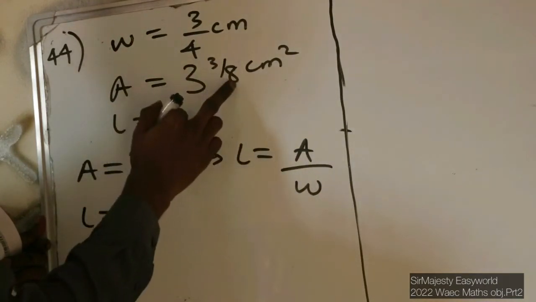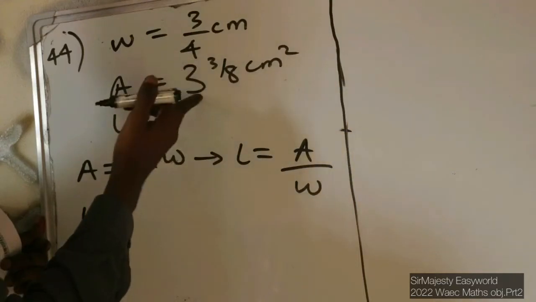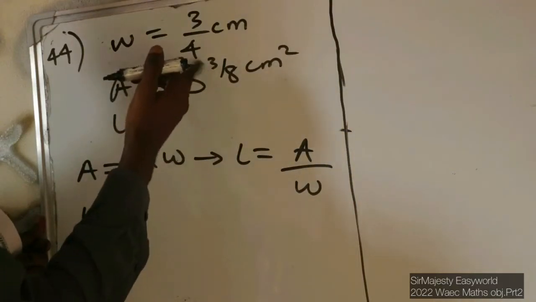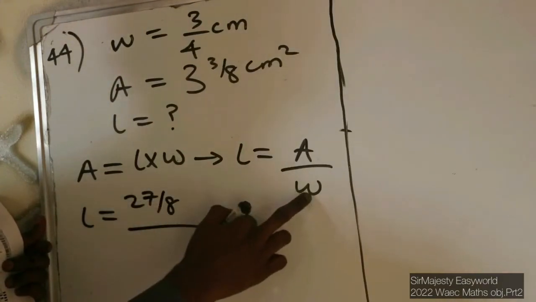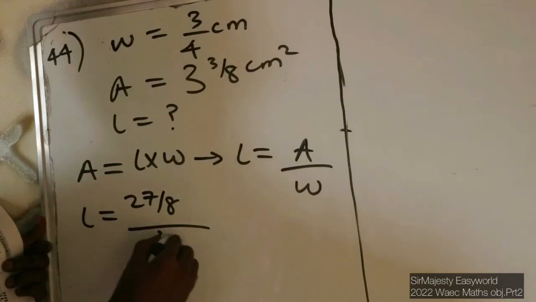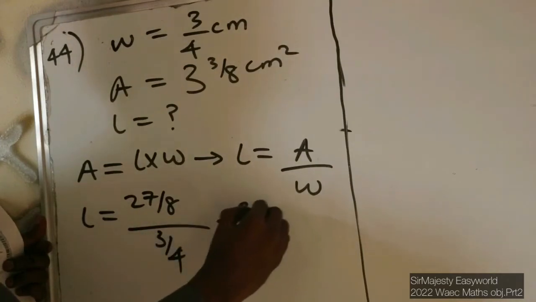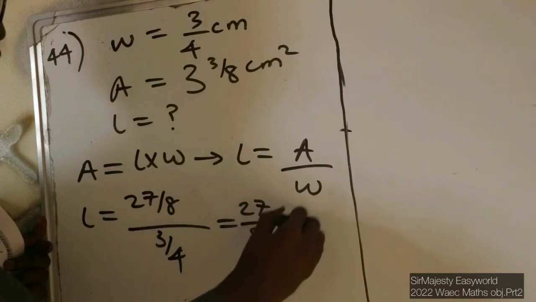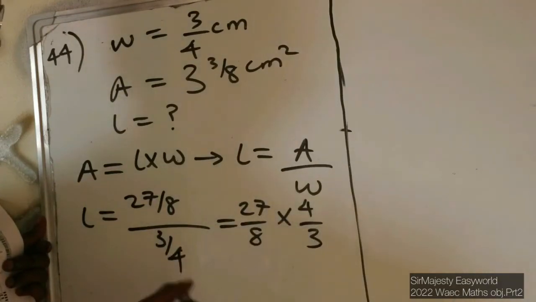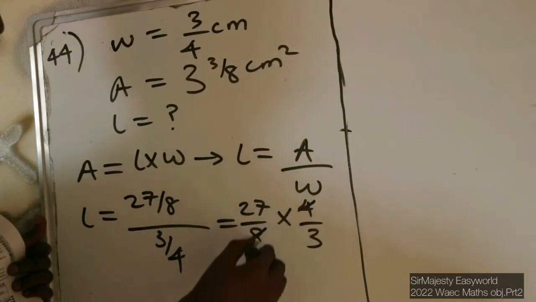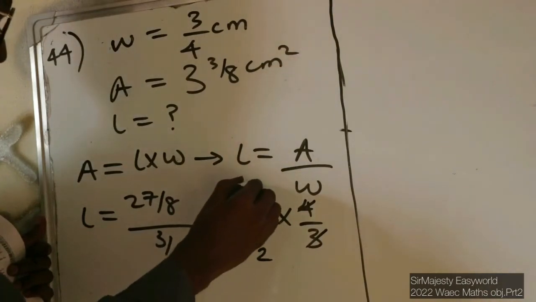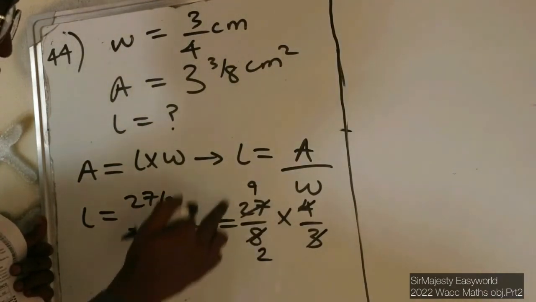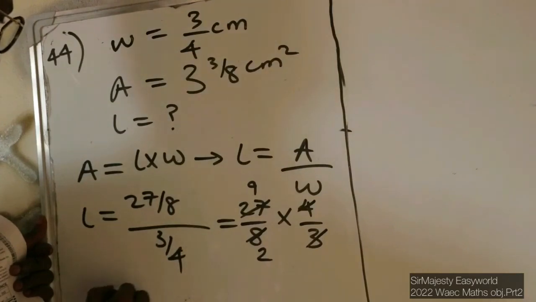We can now change this to an improper fraction. 3 times 8 is 24, 24 plus 3 is 27. So we have 27/8 divided by our width, which is 3/4. So this is going to be 27/8 times 4/3, for those of you who know how to manipulate your fractions. So here, 4 cancels this. We have 2 here, 3 here, 9. So we have 9/2. L is equal to 9/2.